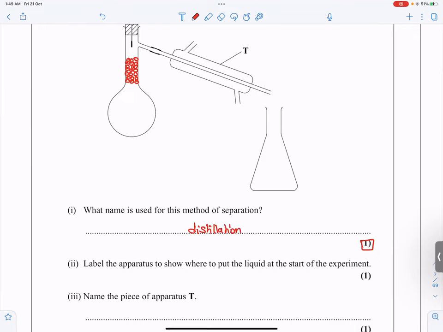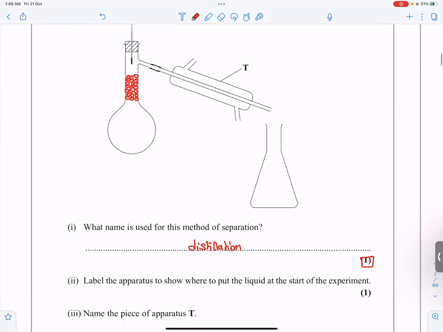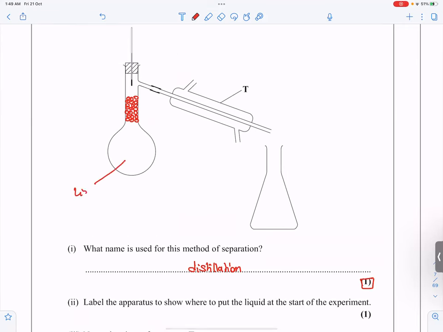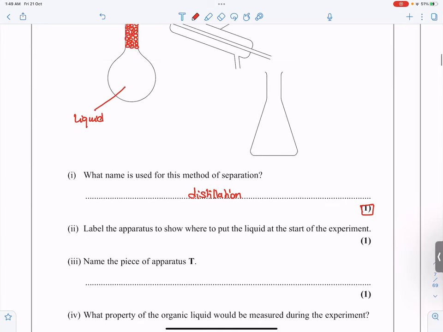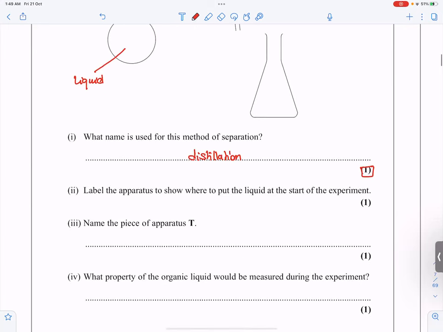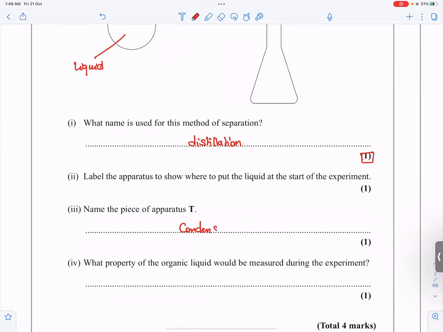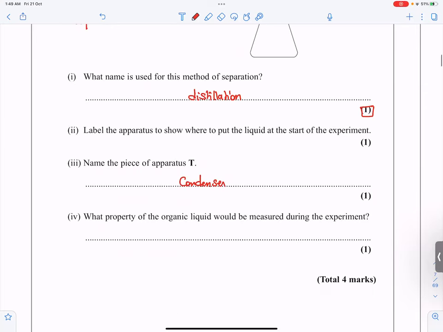طيب double I, labeled apparatus to show where to put the liquid at the start of the experiment، هنحط الليكويد جوه الفلاسك. Triple I, name the piece of apparatus labeled T. T ده الكوندنسر. IV, what property of organic liquid would be measured during the experiment? احنا بنقيس boiling point.